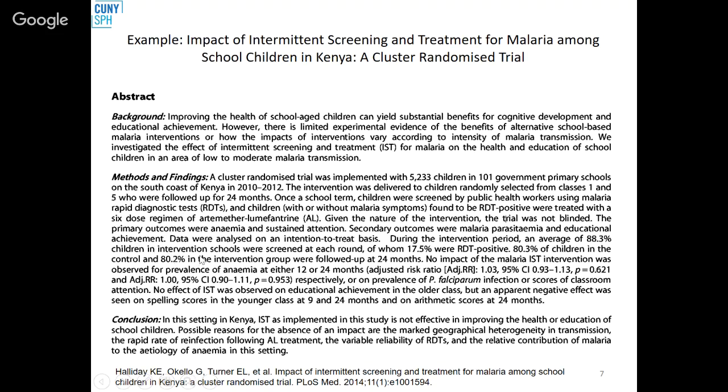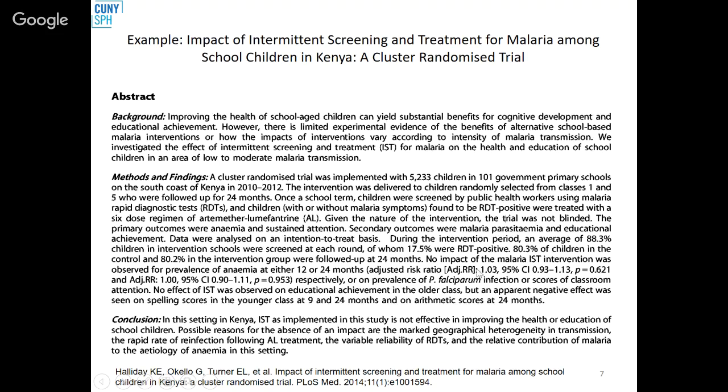That is why I thought that this is a cluster randomized trial. They're applying the intervention to whole schools. Around 17.5% of them tested positive by this malaria diagnostic test. 80% of children in the control and 80 more or less in the intervention group were followed up. No impact of the malaria IST intervention was observed on prevalence of anemia at either 12 or 24 months. We haven't gotten yet to where you can interpret all of these, but you will.